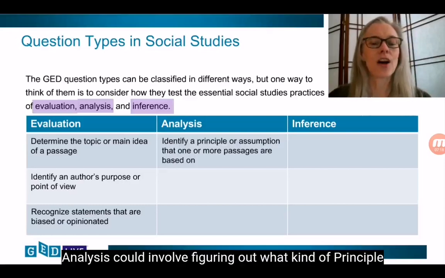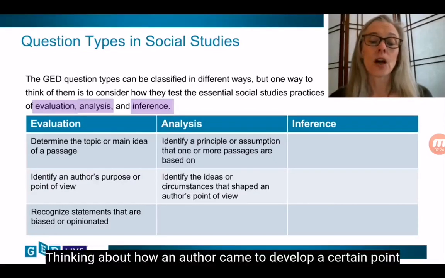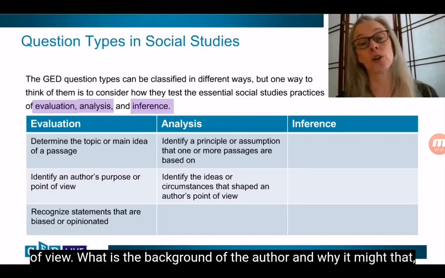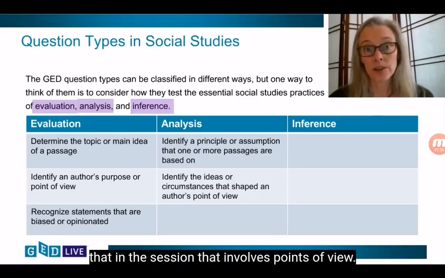Analysis could involve figuring out what kind of principle or assumption is underlying a statement or a passage. Thinking about how an author came to develop a certain point of view. What is the background of the author, and how might that inform the author's point of view? And again, more on that in the session that involves points of view.